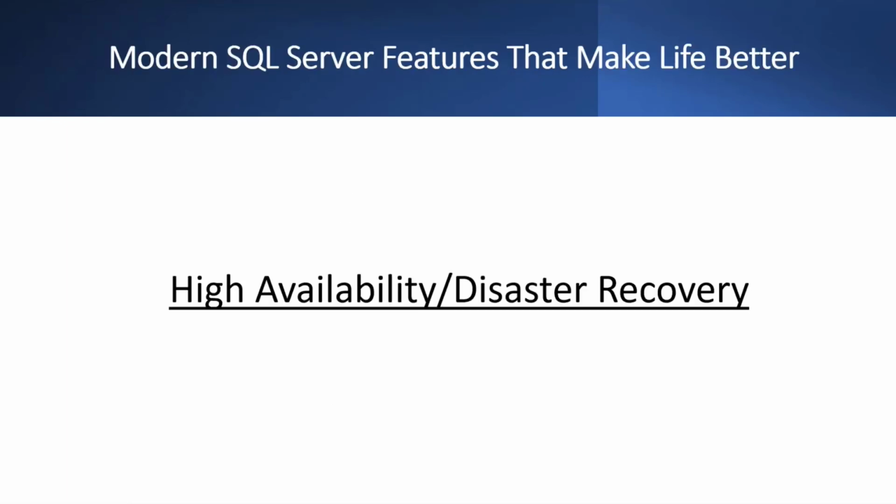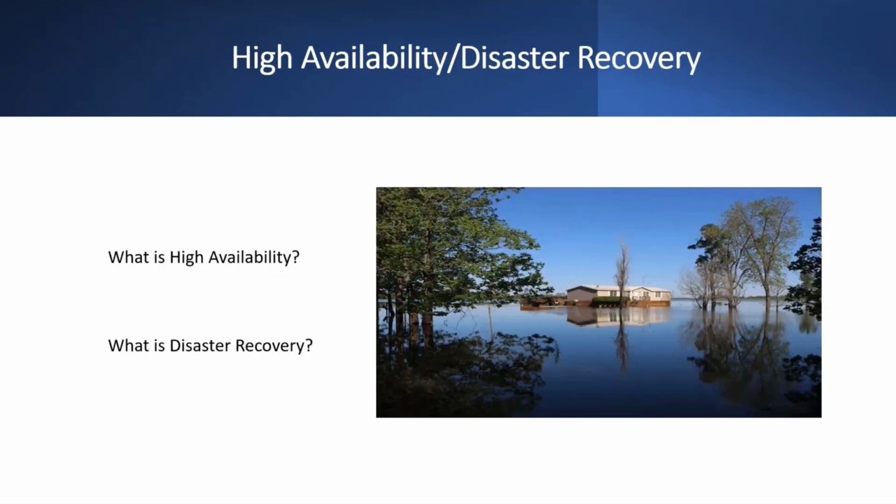So the next, or last, category we're going to talk about is high availability and disaster recovery. What exactly is high availability? What do we mean when we say disaster recovery? Well, high availability refers to being certain that your application is accessible and working properly as much as possible. High availability has to do with maintaining uptime.